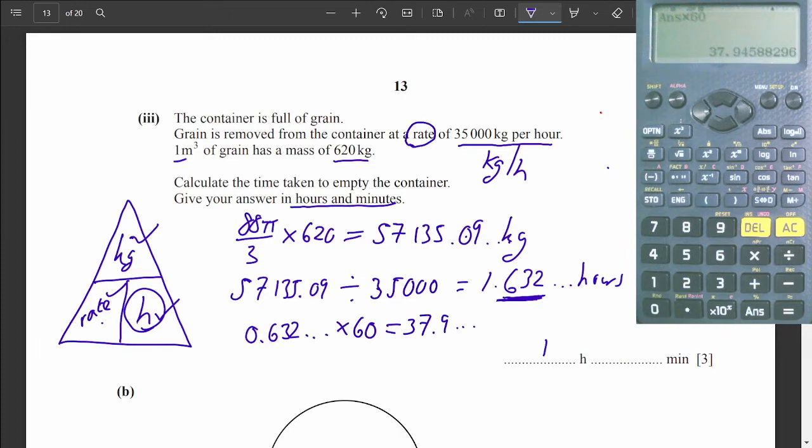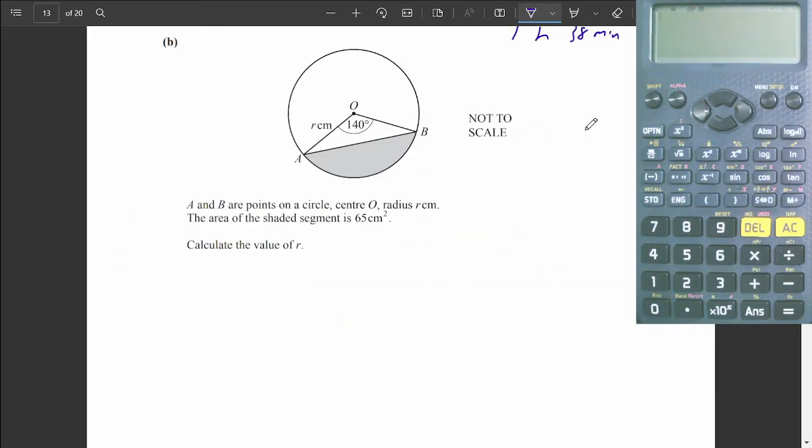And 3 significant figures is the way to go. So I think writing 37.9 is a safe bet. If you want to be accurate, I see on the mark scheme, if you write 1 hour, 38 minutes, that will also be correct. Or 37.8. And we've done it. Question 7b, another challenging question, but here we go. Right, they give us the area of the shaded segment.